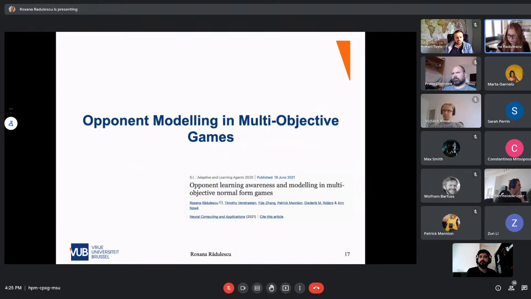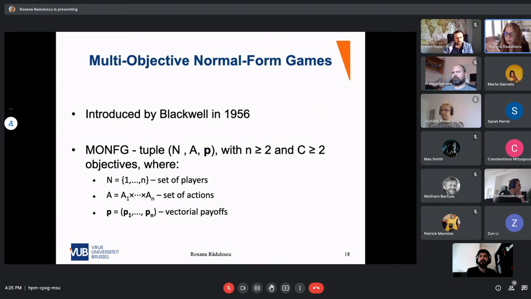So as I mentioned before, the framework we work with here is multi-objective normal form games. These are not new. They have been introduced since the 50s, and the main distinction from their single objective counterpart is the vectorial payoff function.